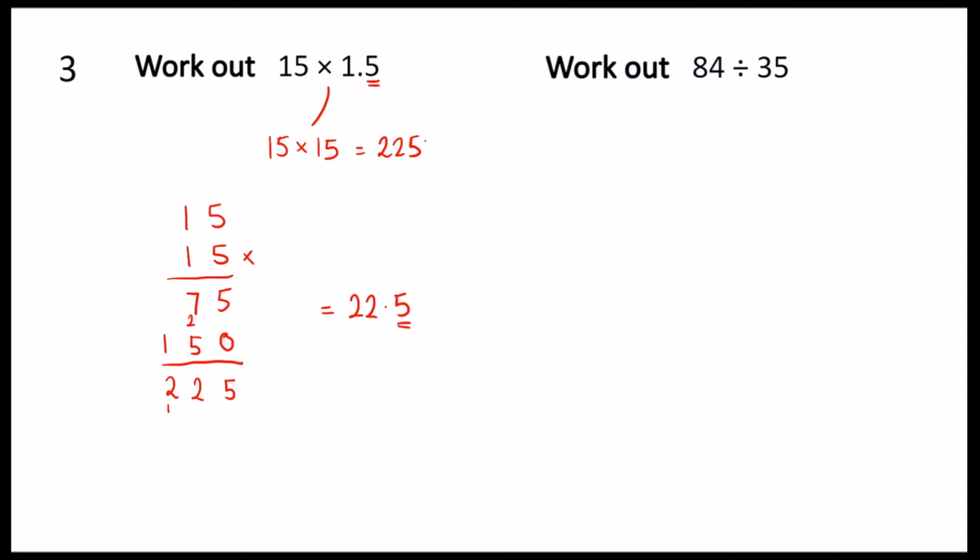The decimal place simply goes at the end, so you divide your answer by 10. If there were two decimal places in my question, so let's say it was 1.5 times 1.5, I'd need to move this decimal place another further place back, and therefore there would be two decimal places in my answer.